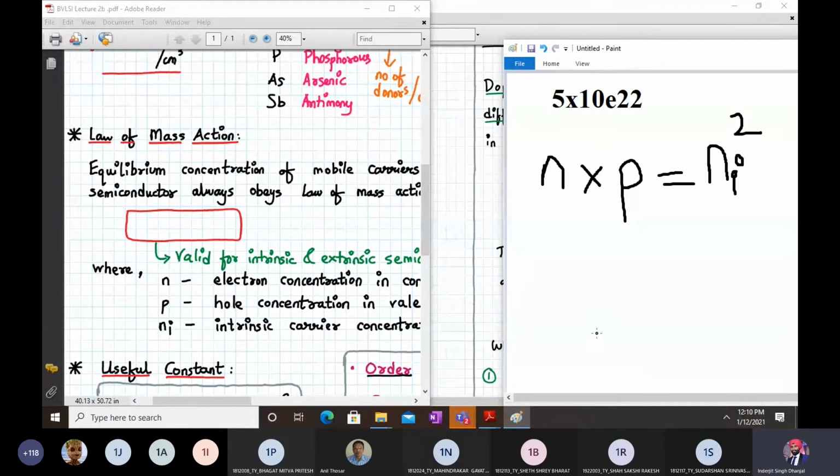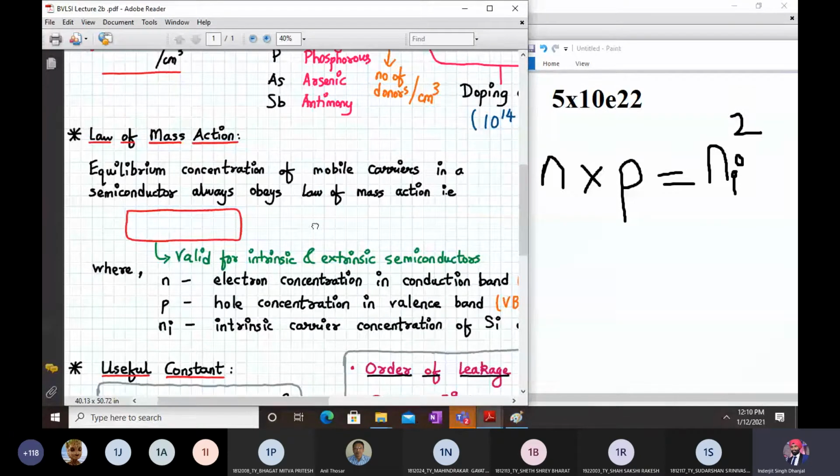Now ni, we know, is the intrinsic carrier concentration. What is n? Electron concentration. And p is the hole concentration. So this is the law of mass action.